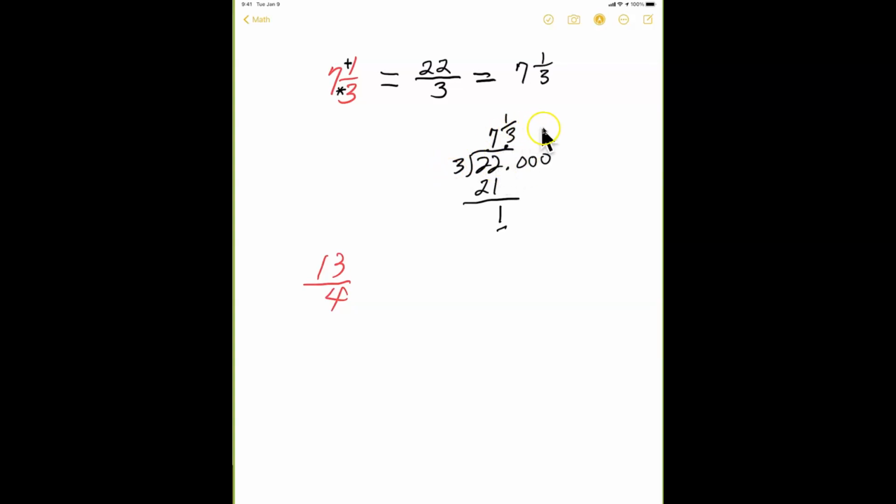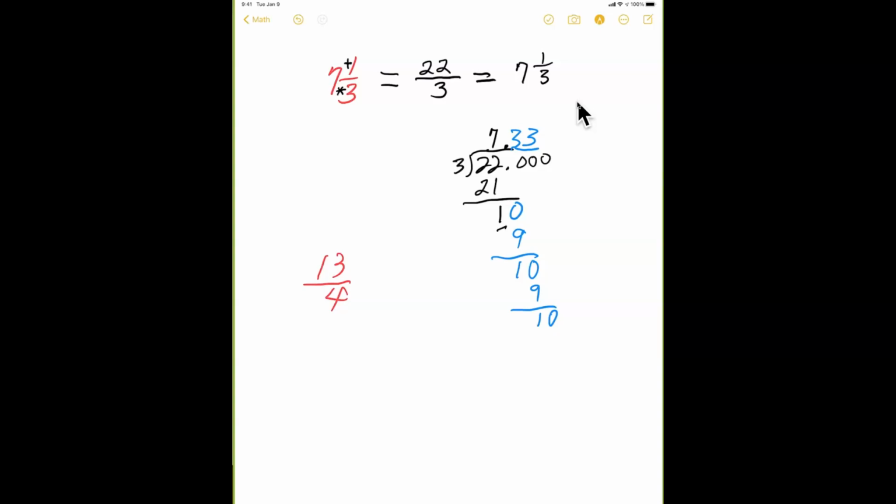If you wanted to make this a decimal, we can do that. I'll just show you. Okay, so we had one remainder here. So if we bring down a 0, we can divide 3 into 10. That goes 3 times. 3 times 3 is 9. We get 1. We bring down another 0. 3 goes into 10 3 times again. And 3 times 3 is 9, leaving 1.